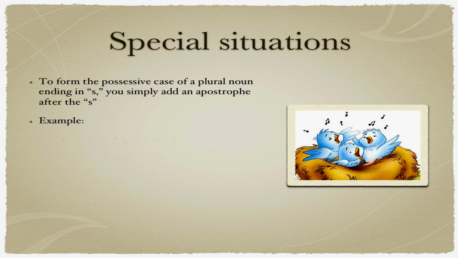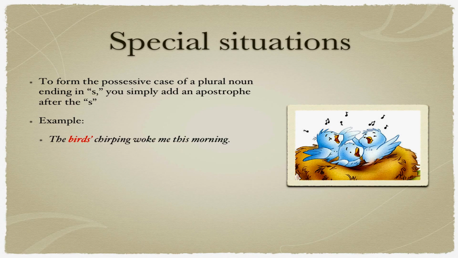So here's an example. The birds' chirping woke me this morning. Now, as you can see from the picture, there's more than one bird there. I want to indicate that there are multiple birds whose chirping kept me up. So, "birds," B-I-R-D-S, is the plural of the noun bird, but to show possession, that they are the ones responsible for the chirping, I put an apostrophe after the S.